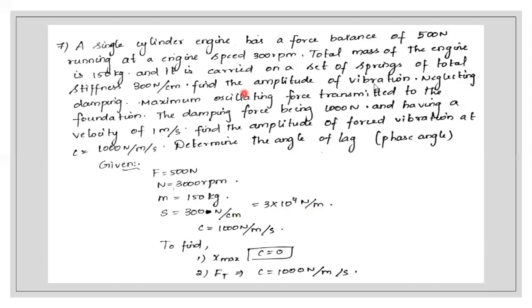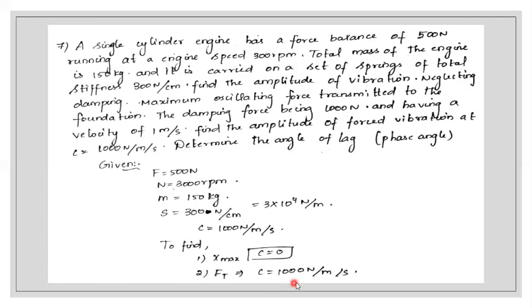Find the amplitude of vibration, neglecting damping. Neglecting damping means then C is equal to 0. And the maximum oscillating force transmitted to the foundation. So we need to determine what all things we need to determine. The damping force being 1000 Newton.